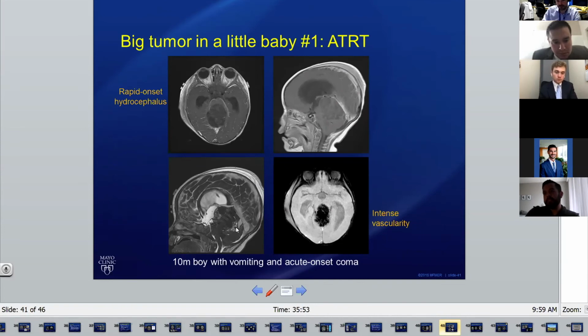On this sequence here, you can see that it's a very heterogeneous tumor. It has a partially cystic and partially solid component. And more striking was the degree of vascularity. This is a susceptibility weighted image, and this is all representative of hemoglobin in the tumor. So this is an intensely vascular high-grade tumor. All of these are different features that may be present in ATRT and can give you a clue that you're dealing with a very aggressive embryonal tumor.